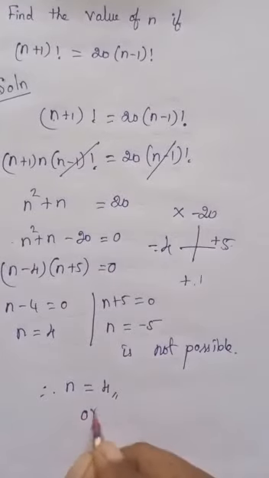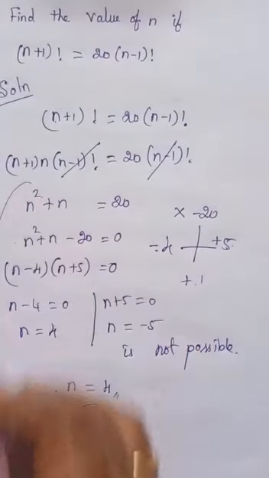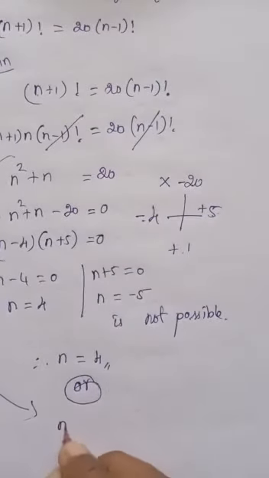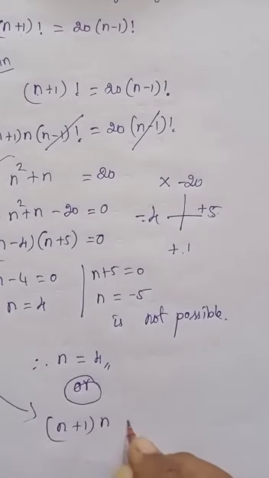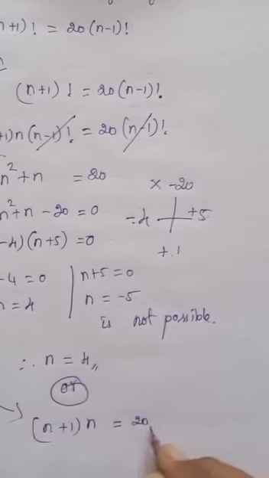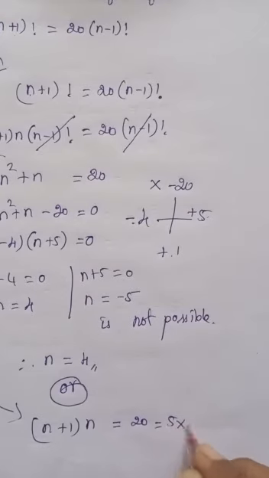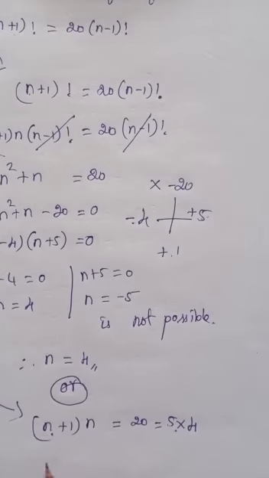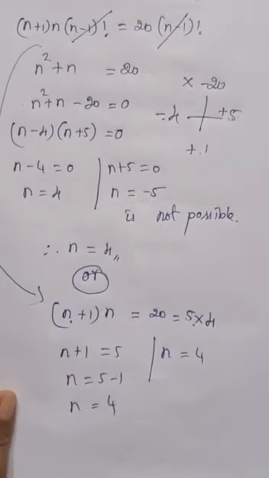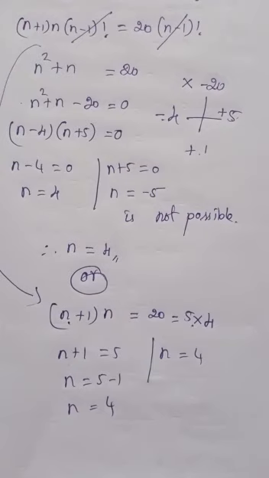Or see, from this step, what is there? n plus 1 into n equal to 20. See, 20 can be written as 5 into 4. Compare it. n plus 1 equal to 5, here n equal to 4. See, n equal to 5 minus 1, n equal to 4. Correct only, no? You can understand this very well, that you have to select it.